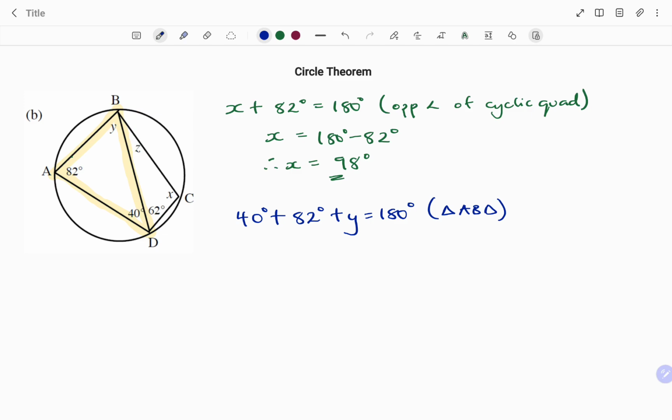We have 40 plus 82, that's 122 degrees, plus y equals 180 degrees. Therefore, to find y, I'm going to take my 122 to the other side. It becomes minus. So therefore, the value of y equals 180 degrees minus 122 degrees, which will give us 58 degrees.